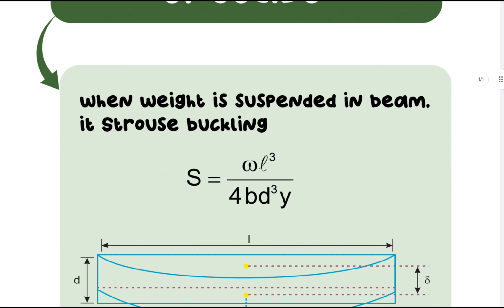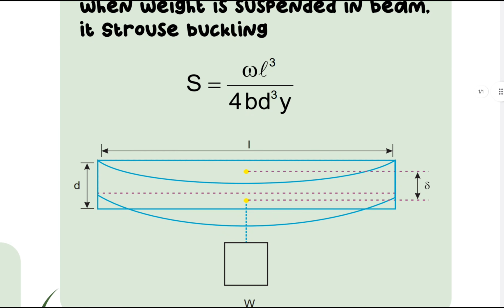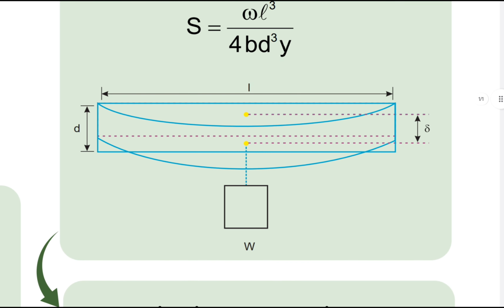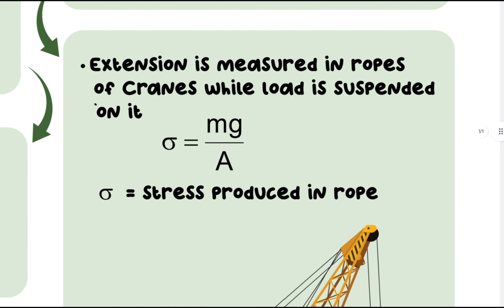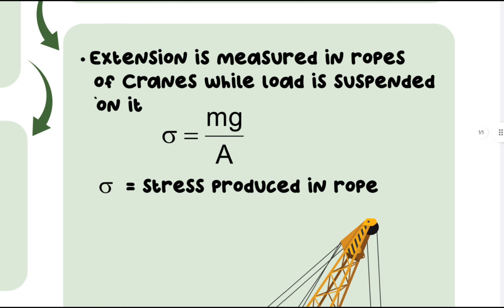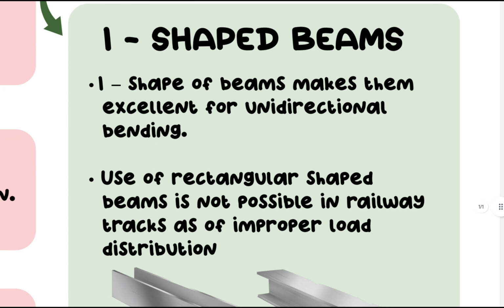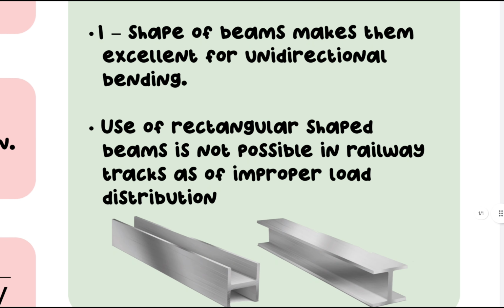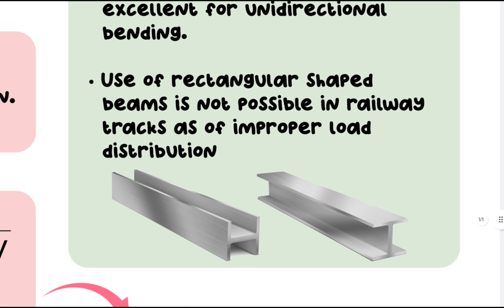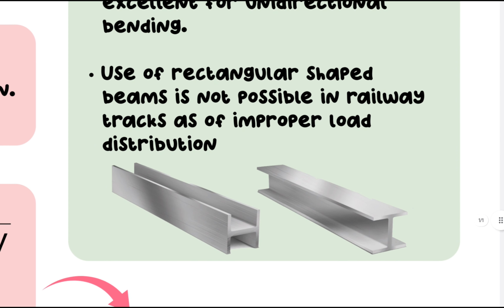When weight is suspended on a beam, it undergoes buckling. This S is equal to weight into L cube divided by 4 B D cube Y. Extension is measured in ropes of a crane while load is suspended on it. That is, stress produced in the rope is equal to mg by area. I-shaped beams: the I-shape makes them excellent for unidirectional bending. Use of rectangular shaped beams is not possible in railway tracks because of improper load distribution.